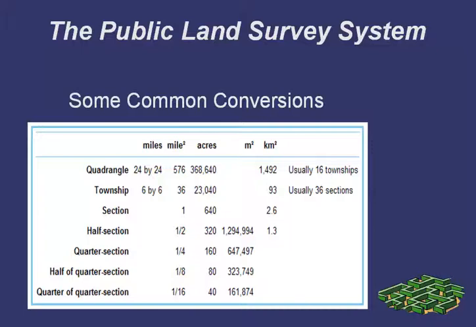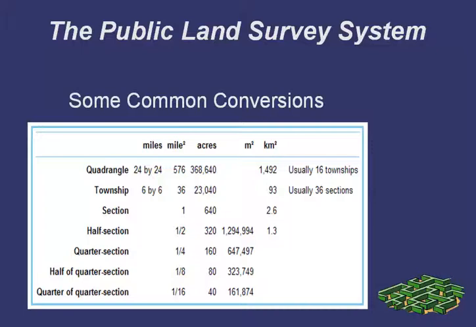Now here are some conversions that will be very helpful to you to be able to figure out what you're doing. Okay. A quadrangle is typically 24 by 24 miles, 368,640 acres. It's usually 16 townships. Now a township is usually 6 by 6 miles. It's usually 36 sections, over 23,000 acres.